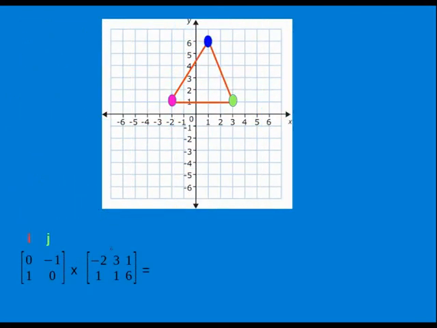So let's see this happen. I've shown the matrix here, I and j again, along with the coordinates of the triangle. I've also made the vertices of the triangle different colors of pink, green, and blue, so that the rotation is clearer to see. So there are our answers, -1 over -2, -1 over 3, and -6 over 1 from the last slide. And you can see the triangle has been rotated by 90 degrees counterclockwise.